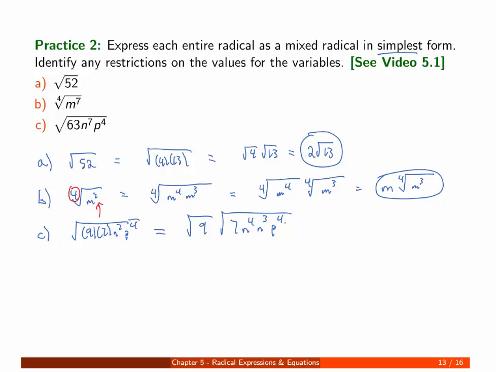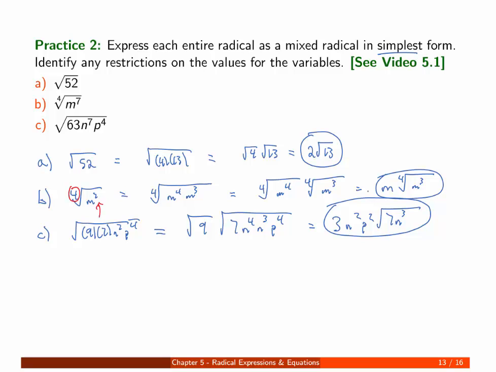P to the 4 is great. We're going to pull it out. Square root of 9 is 3. I can pull out n squared. I can pull out p squared. That leaves us with 7n to the 3. Okay, and that's that.